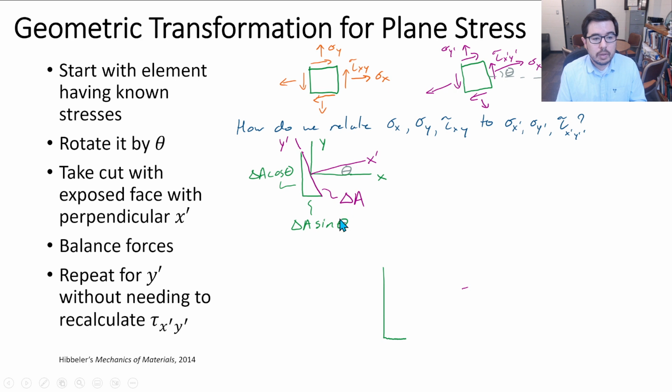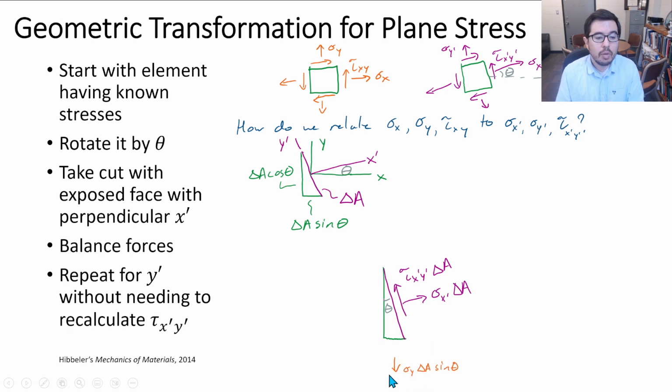Now, here's the triangle, same triangle, same angle in there. And we now say that since sigma x prime is acting on this face with this area delta A, we can say that the force coming out of that face associated with sigma x prime is sigma x prime delta A. And you get the same idea for tau x prime y prime delta A.